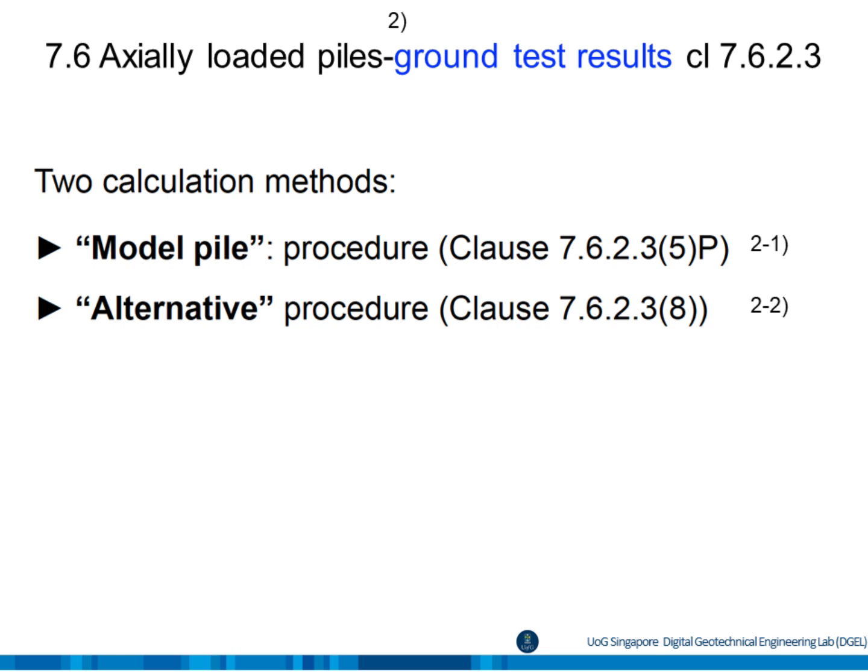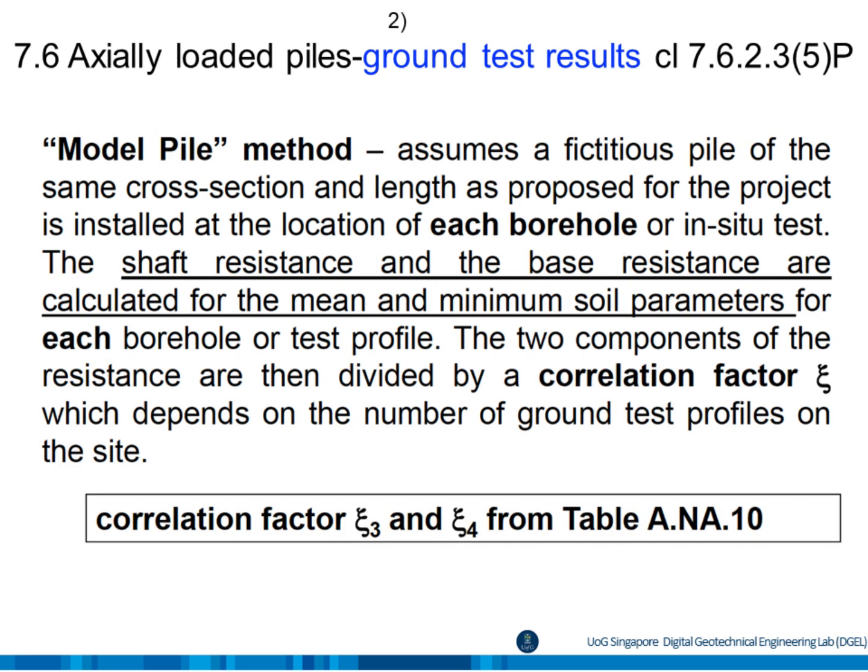In addition to static load tests, the variability of the ground must also be considered when assessing the characteristic compressive resistance. There are two procedures to account for ground variability: the model pile method and the alternative procedure. In this method, the ground test results at each individual profile are used to calculate the compressive resistance of a model pile at the same location.